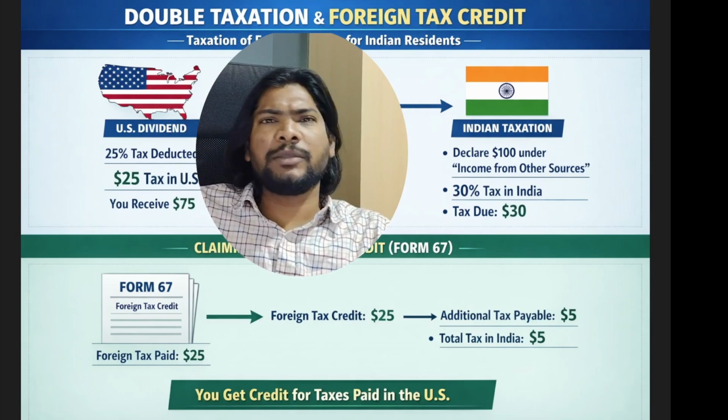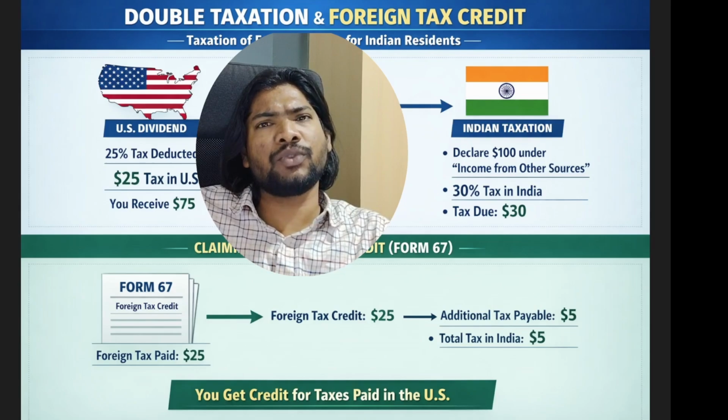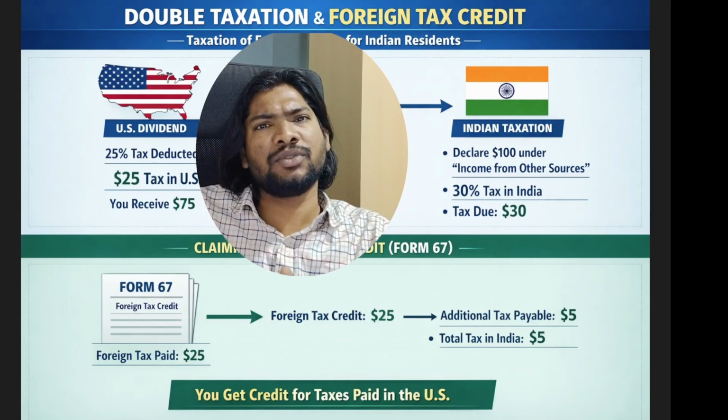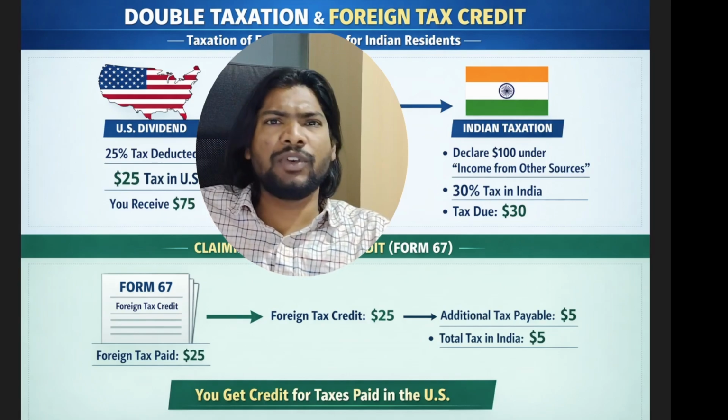So how to claim this foreign tax credit? For claiming foreign tax credit, you need to file Form 67 before filing the income tax return to avail this 25% tax concession which you have already paid in the US, and the difference between 25% and 30%, the 5%, you need to pay in India while filing your income tax return.